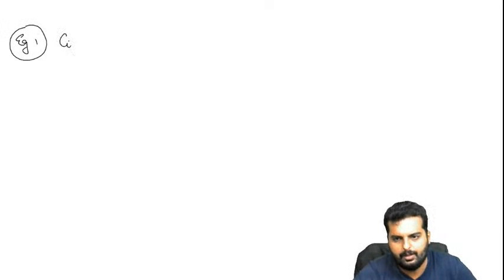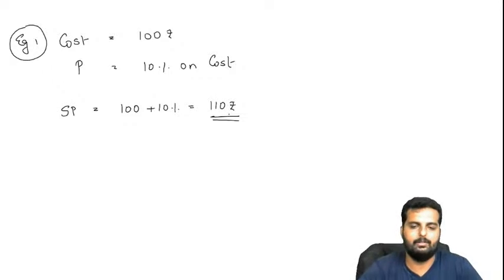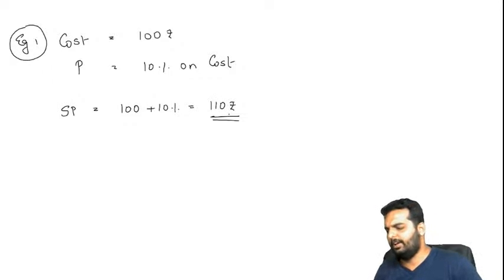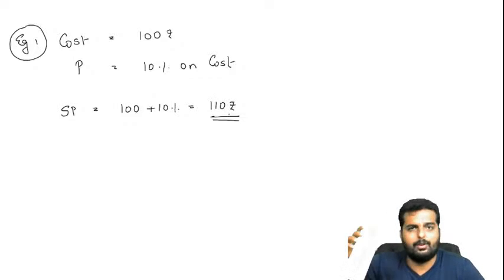Alright friends, I believe you have put up till here. Example number 1. If cost is given as 100 rupees, and profit is given as 10 percent on cost, what will be the selling price? Selling price will be 100 plus 10%, that is equal to how much over here? 110 rupees. This is a very simple example. Please write it down in your books. We'll start from the base and we'll do everything from scratch.